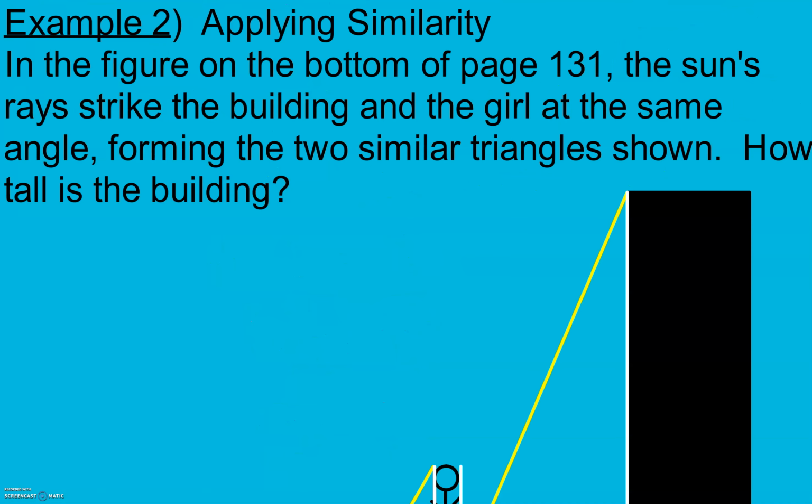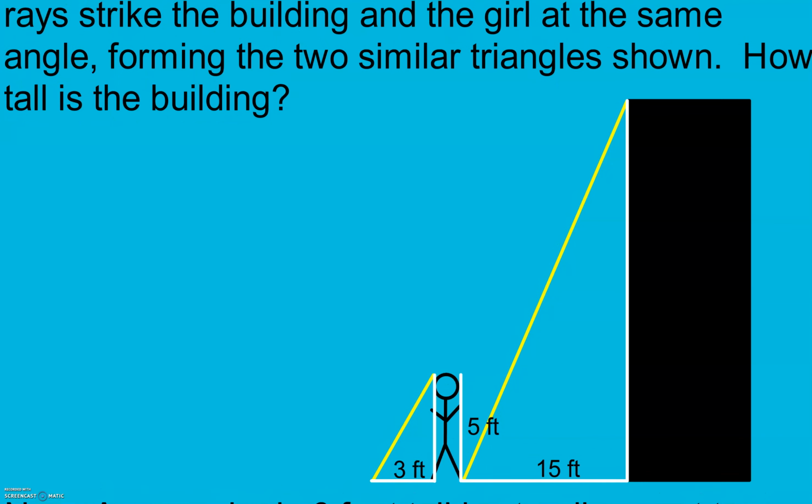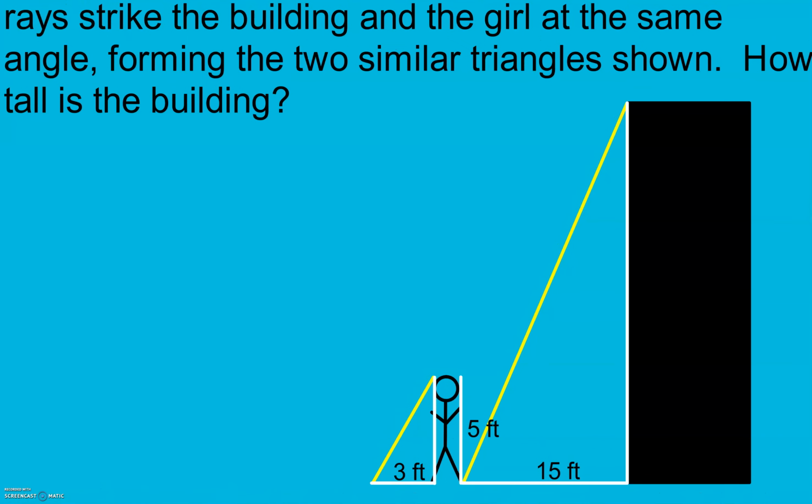In example 2, again, there's a figure on the bottom of page 131. I put a rough sketch of it up here, but the one in the book is better. The sun's rays strike the building and the girl at the same angle, forming two similar triangles shown. How tall is the building? Well, we know the height of the girl is 5 and the length of the shadow is 3. We don't know the height of the building. That's what I'm looking for. But we know the shadow is 15. So I can compare the girl to the building.